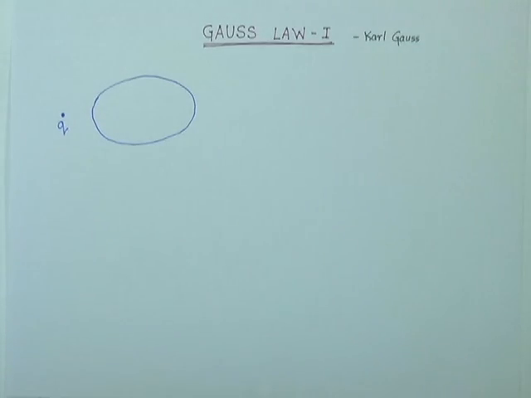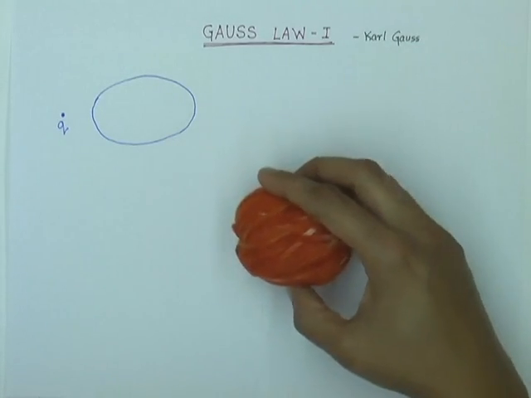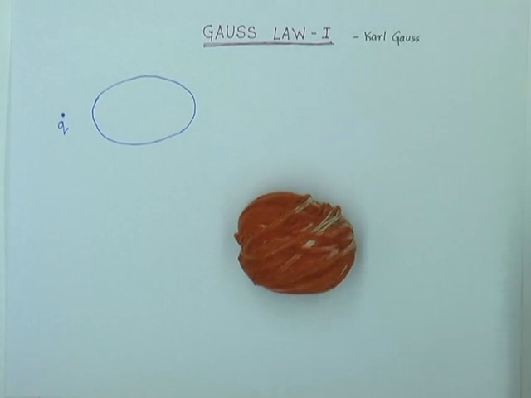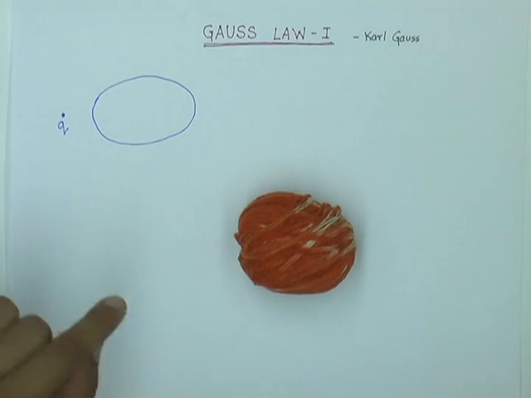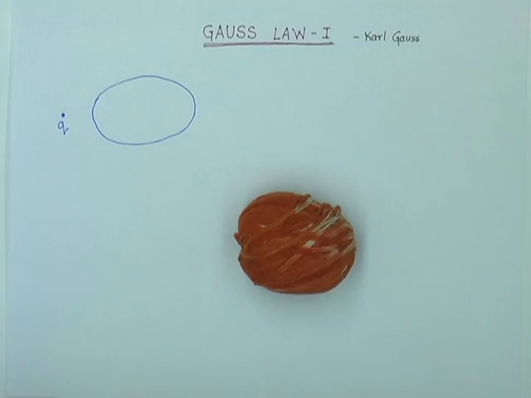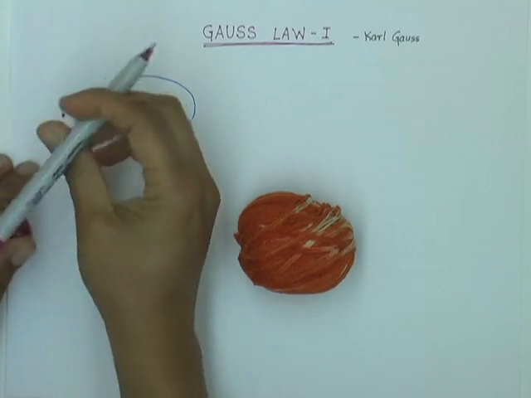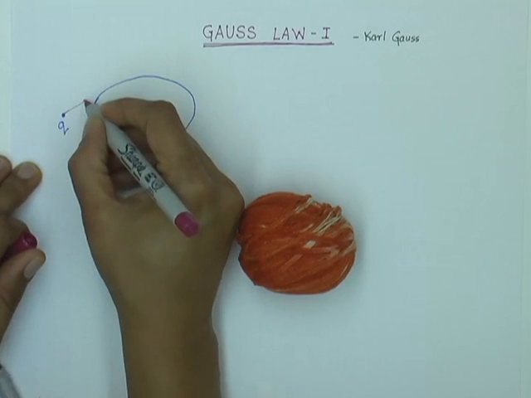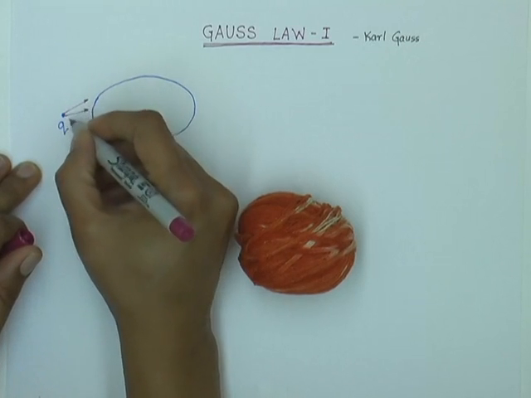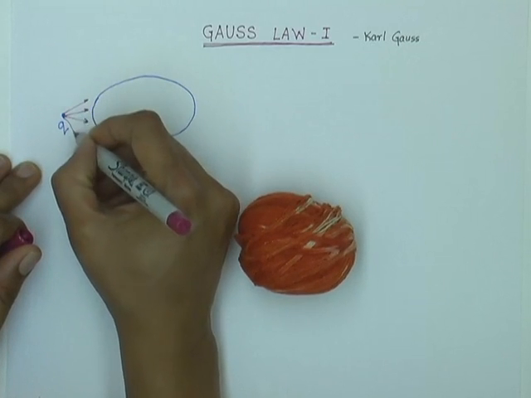So to illustrate it, I have a ball of string. This is my closed surface. It really need not be a uniform surface. It can be of any size and any shape. And I have a point charge here, so my electric field lines are going to go something like that. If I have a point charge, obviously the electric field lines are going to emanate from it radially.